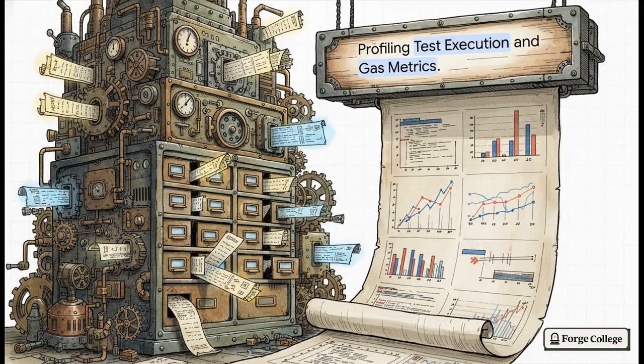Make sure to save your diagnostic outputs, because in the next module of the Advanced Testing with Foundry course, which is Profiling Test Execution and Gas Metrics, we're going to convert these candidate bottlenecks into detailed quantitative profiles. We'll collect per-op metrics and learn exactly how to attribute these gas costs to specific solidity constructs.